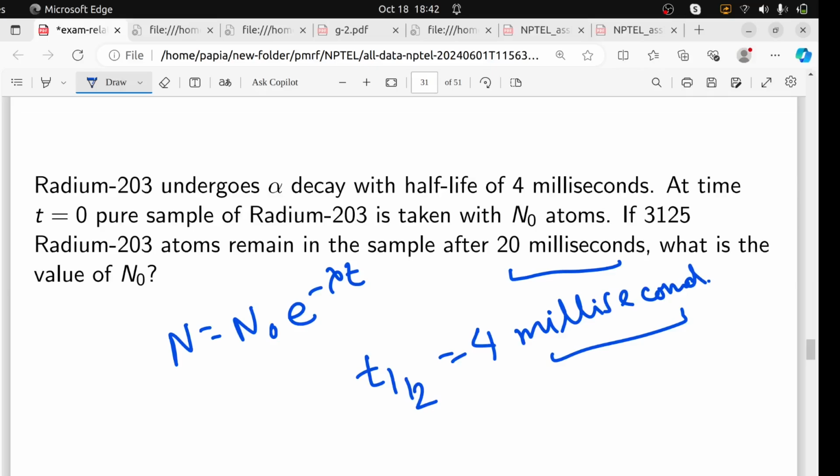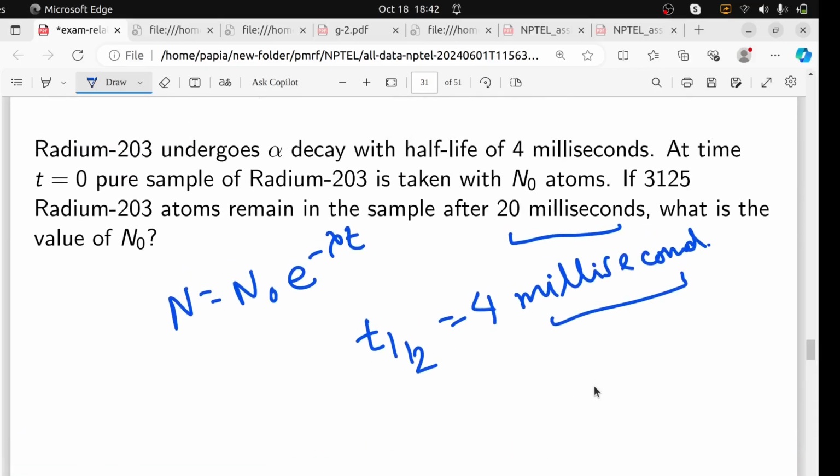I am emphasizing this because there are so many mistakes we are getting from previous year students, that they forget to change the unit in the proper manner. So just be sure on that. Okay, so half-life of alpha decay is 4 millisecond. That means T half equals 4. At time t equals 0, a pure sample of radium-203 is taken with N0 atoms. If 3125 radium-203 atoms remain in the sample after 20 milliseconds, what is the value of N0? They just wanted to know the value of N0.